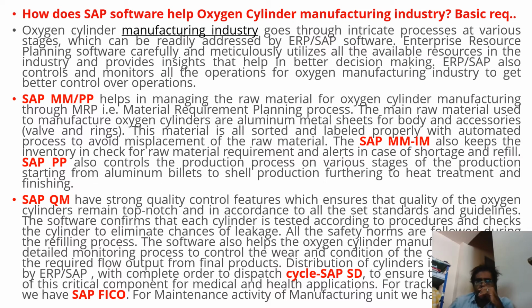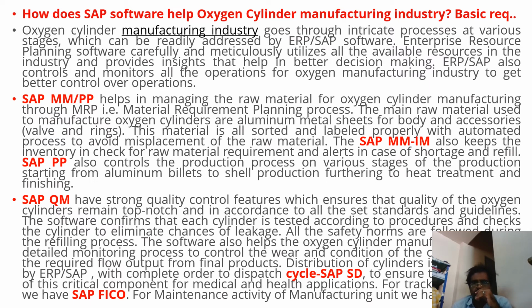So SAP PP also controls the production process at various stages of production, starting from aluminum billets to shell production, furthering to heat treatment and finishing and everything. SAP QM has strong quality control features which ensure that the quality of oxygen cylinders remains top notch and in accordance with all the set standards and guidelines. The software confirms each cylinder is tested according to the procedures and checks the cylinder to eliminate the chances of leakage. All the safety norms are followed during the refilling process of oxygen.